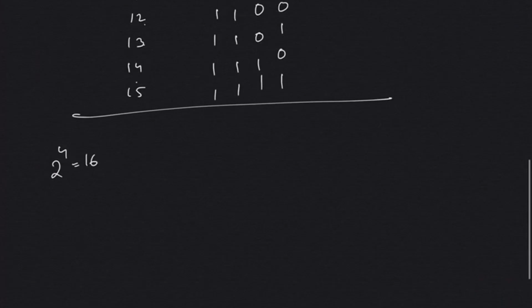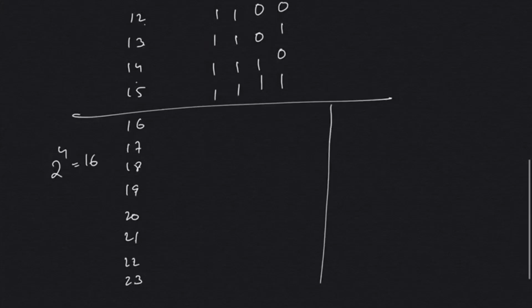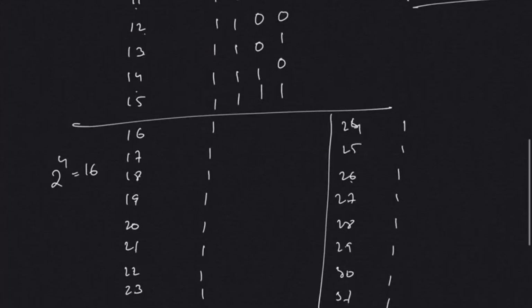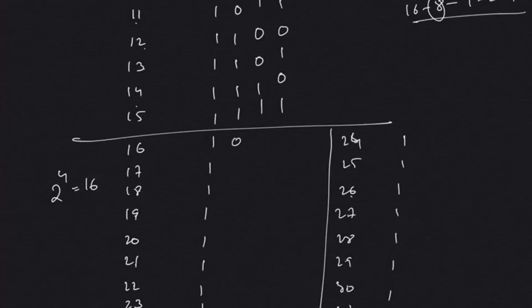So the next 16 numbers will be 16, 17, 18, 19, 20, 21, 22, 23, and then 24, 25, 26, 27, 28, 29, 30, 31. Now there are 16, so again we write the leading 1 for all of them, and symmetrically, as I said, 16 and then 8 at a time.